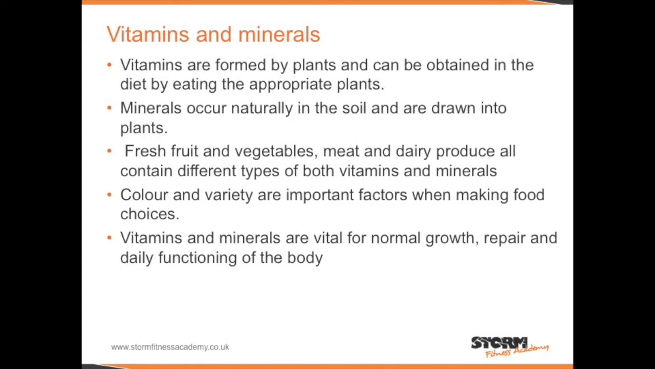Vitamins and minerals. Vitamins are formed by plants and can be attained in the diet by eating the plants. Minerals occur naturally in the soil and are drawn into the plants. Fresh fruit and vegetables, meat and dairy produce all contain different types of both vitamins and minerals. Colour and variety are therefore important factors in making food choices. Vitamins and minerals are vital for normal growth, repair and daily functioning of the body.